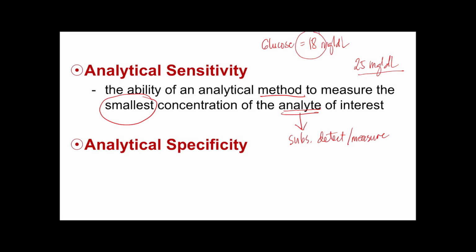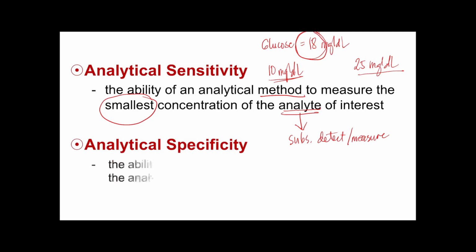But if the sensitivity of your machine, for example, can detect down to 10 milligrams per dL of glucose, then the 18 milligrams per dL of glucose can be measured, because your machine is sensitive enough that it could even measure as little as 10 milligrams per dL of glucose. So that's for analytical sensitivity.